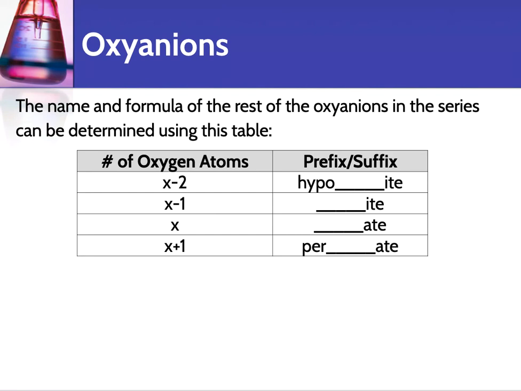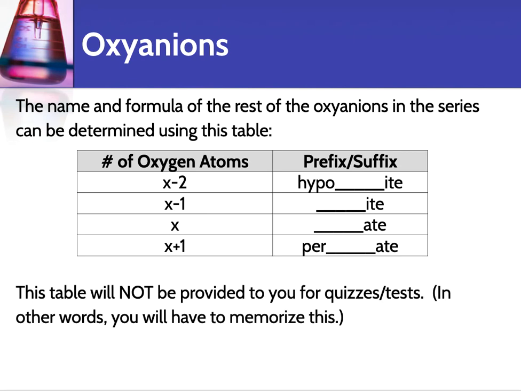You can also go down the chart, right, starting from that X, which for sulfate was 4. If you add 1 more to go to 5, you would add per in front. You would call it persulfate. Okay, this information is not going to be provided for you. So in other words, you're going to have to memorize it.